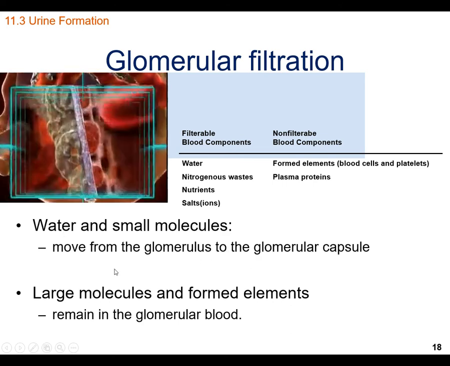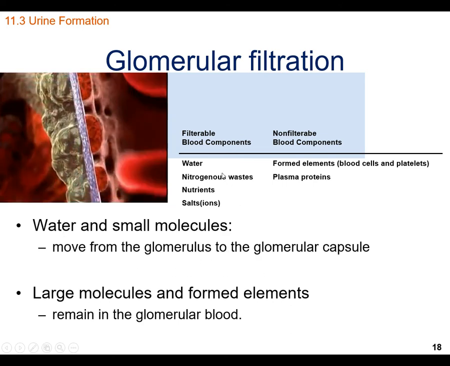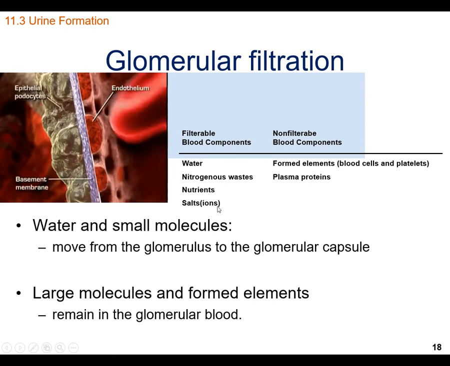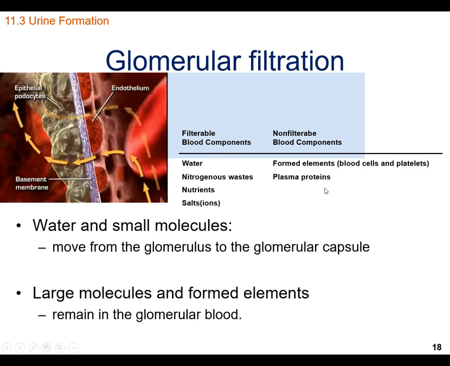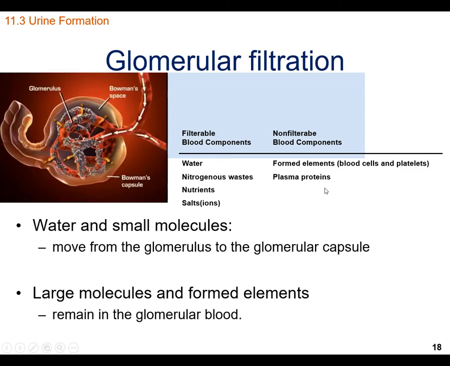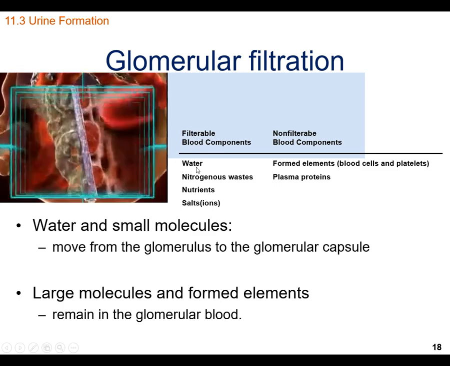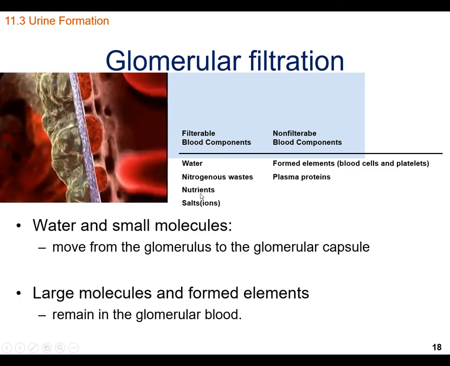Water and small molecules move into that capsule. Water, nitrogenous wastes, nutrients, and salts are all going to be moved into the nephron. Some things like blood cells and platelets and really large plasma proteins, some molecules like antibiotics are just too big to cross that barrier, and we'll deal with those later. But initially, we've got a really large quantity of filtrate that's produced.